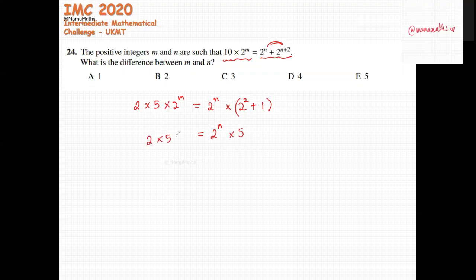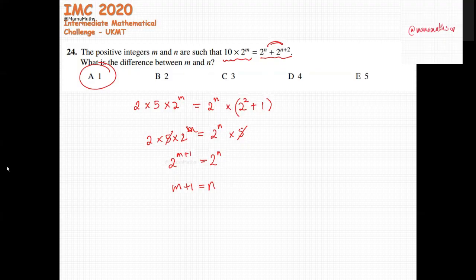2 times 5 times 2 raised to m. So we can cancel this out. Now, if we want to write it the same way, this is 2 raised to m plus 1, equal to 2 raised to n. So basically, m plus 1 is equal to n. So the difference between them two is 1. Okay?